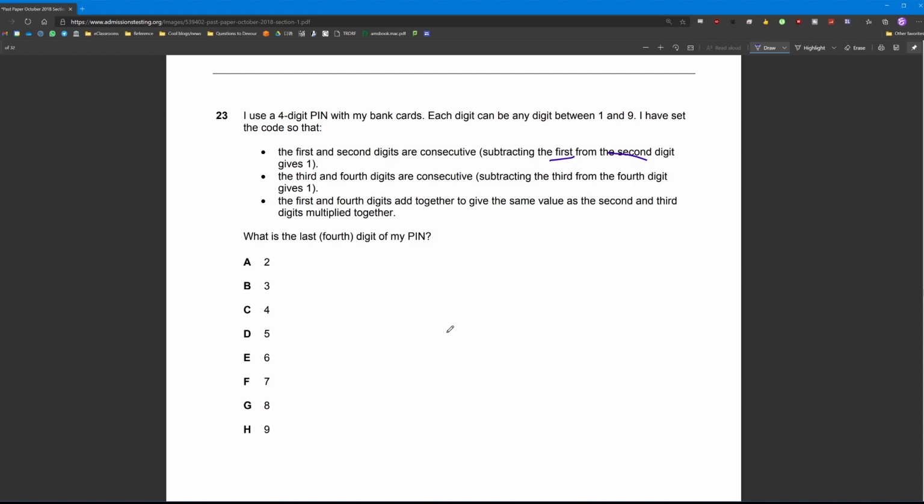Okay, so that means you have A and A plus 1. The third and fourth digits are consecutive. Subtracting the third from the fourth digit gives 1. So you have B and B plus 1. And the first and fourth digits add together to give the same value as the second and third digits multiplied together. So A plus B plus 1 is equal to AB plus B. Interesting. What is the last digit of my PIN?